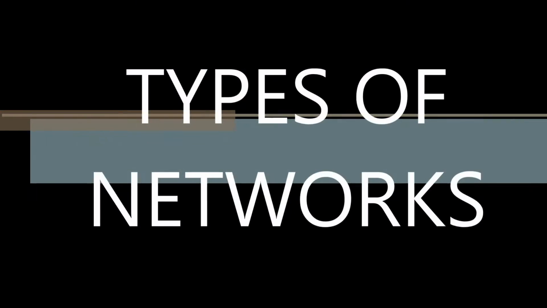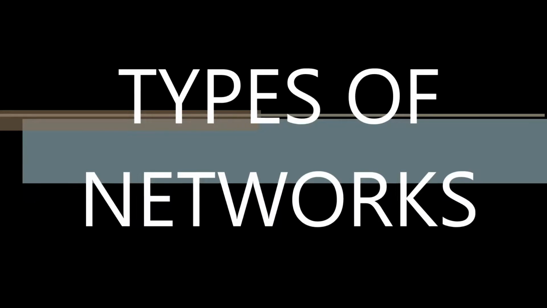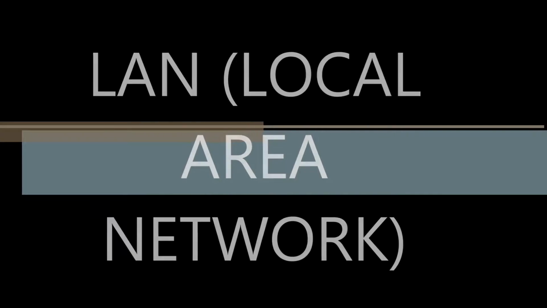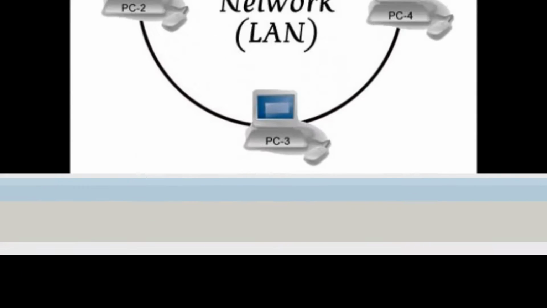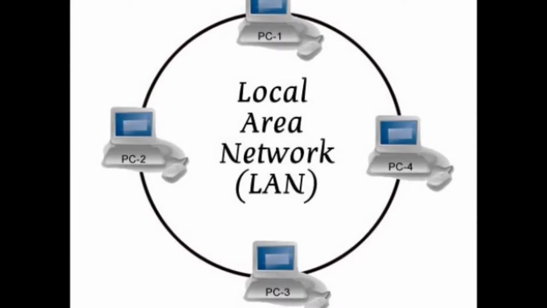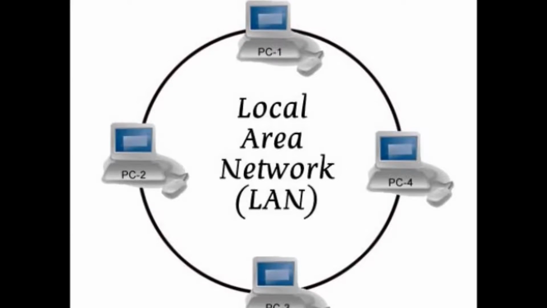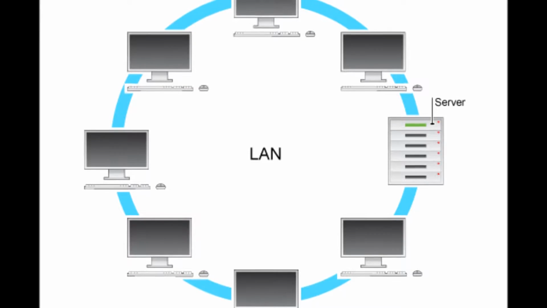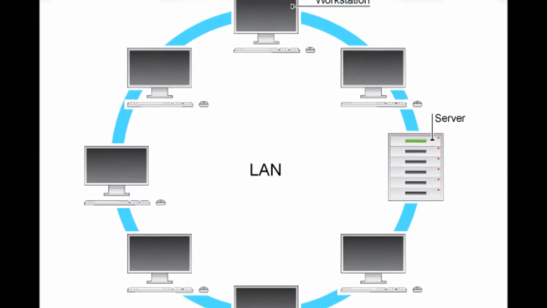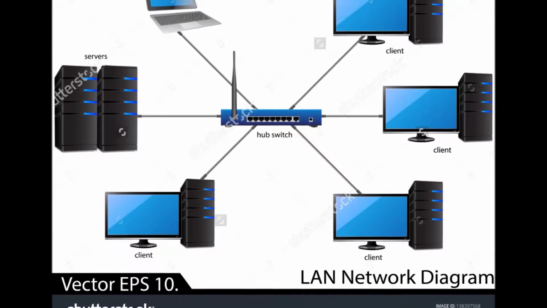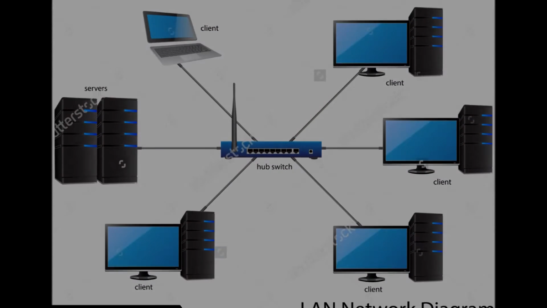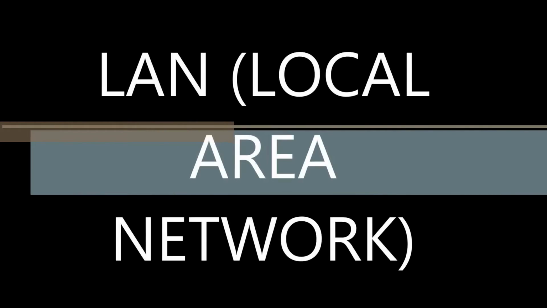Now let's proceed to our next topic, that is the types of network. The first is local area network, abbreviated as LAN. Now let's watch a video on LAN.